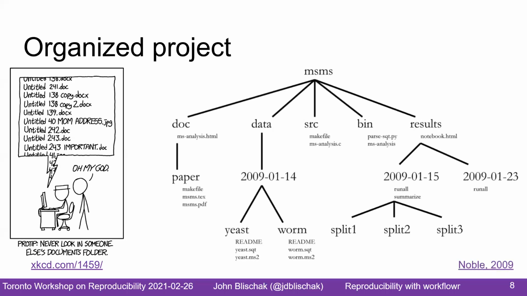And what you want to do is have something more like what's described in Noble 2009. We have a nice hierarchical directory structure where the source data, the clean data, and the source code are all in different places, and also the results are organized. But again, this is a lot of effort to keep disciplined and to start this off right at the beginning.